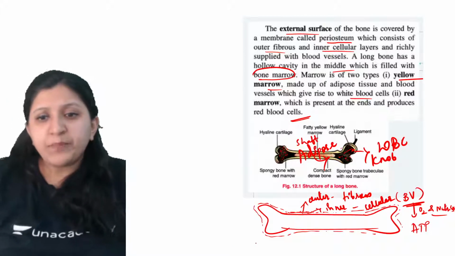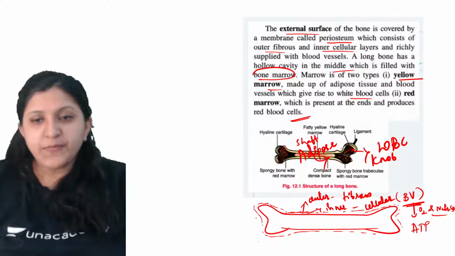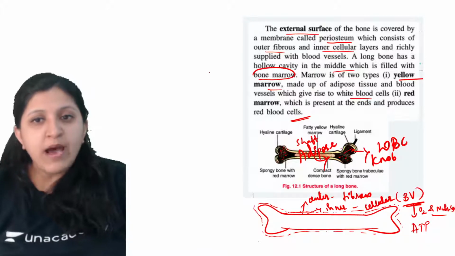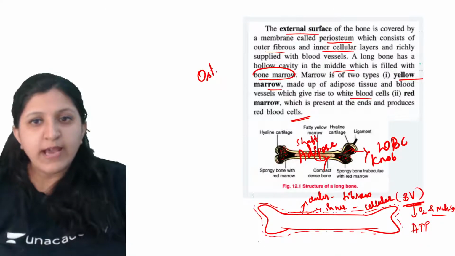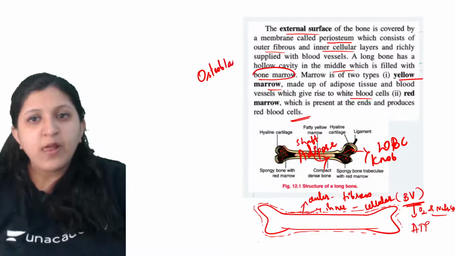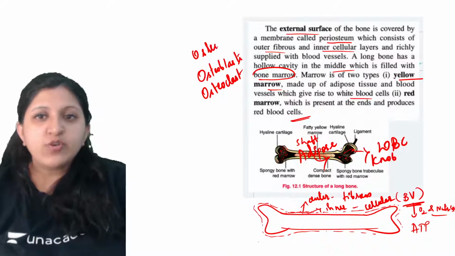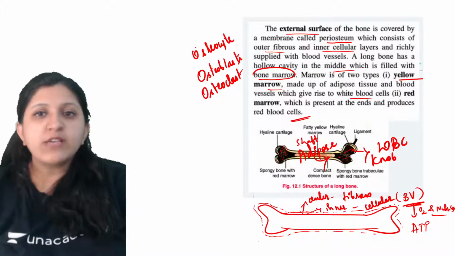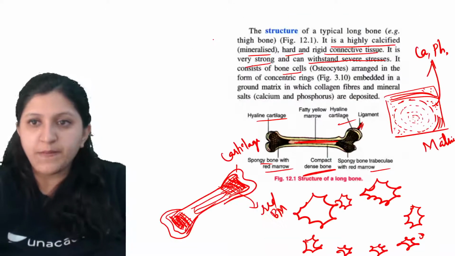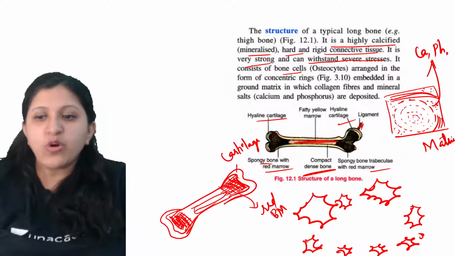One more thing that I need to mention here. There are cells called osteoblasts. This is with respect to bone. Then there is the osteoclast, and then there is the osteocyte. As you can see here, osteocyte is given.